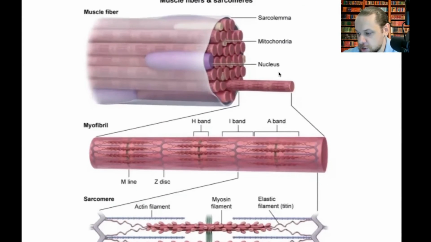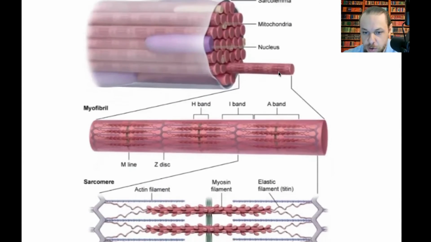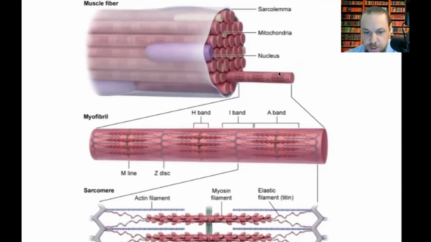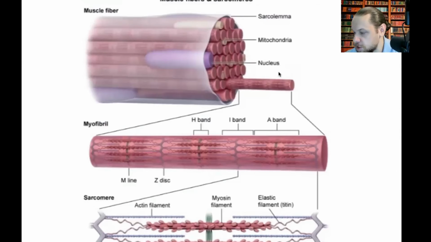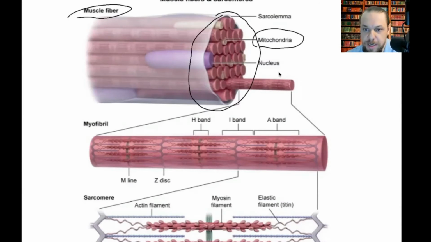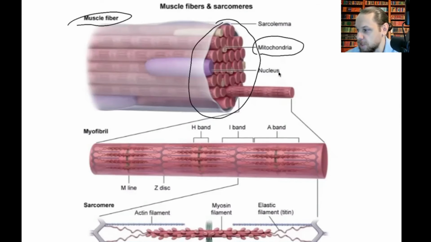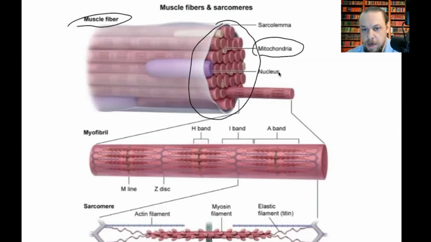This is the sarcomere, the contractile portion that we're going to spend a lot of time talking about. Here we see the sarcolemma surrounding all of these units. All together, they're known as the muscle fiber. The mitochondria is here. Why? Because it supplies the ATP, and we need that ATP in order to power that muscle contraction.